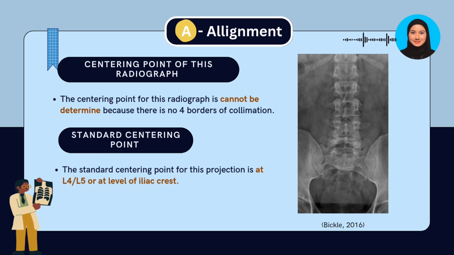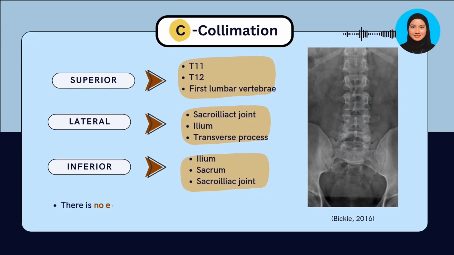For collimation, at the superior border, the structures that should be included are T11, T12, and the first lumbar vertebra. At the lateral borders, the structures that should be included are the sacroiliac joints, iliac wings, and the transverse processes. At the inferior border, the structures that should be included are the ilium, sacrum, and both sacroiliac joints. There is no evidence of radiation protection apparatus seen in this radiograph.